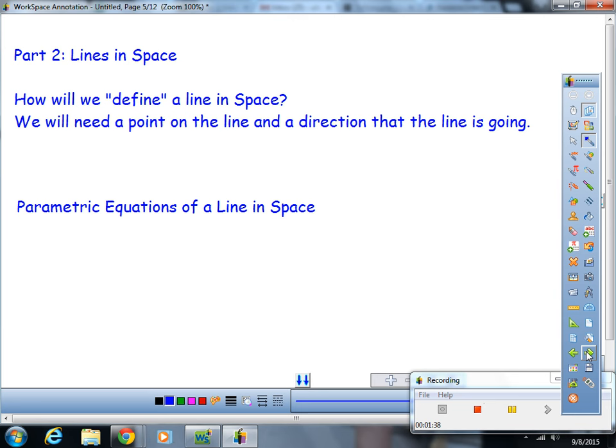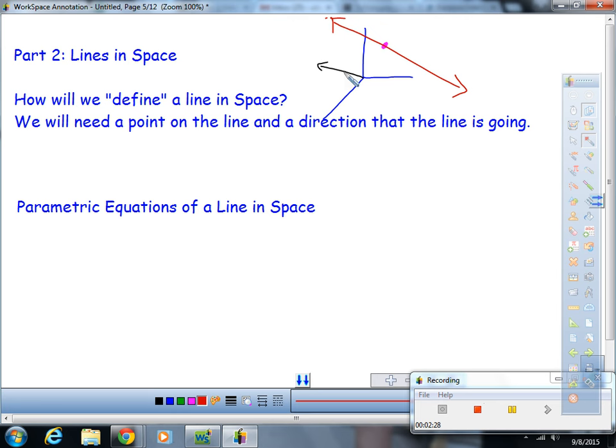Well, what we need to think about is if we knew the point that the line traveled through, okay, and we knew the vector that the line was parallel to, then we could successfully, possibly, define that line as the set of all points that contains a given point that is parallel to a given vector.